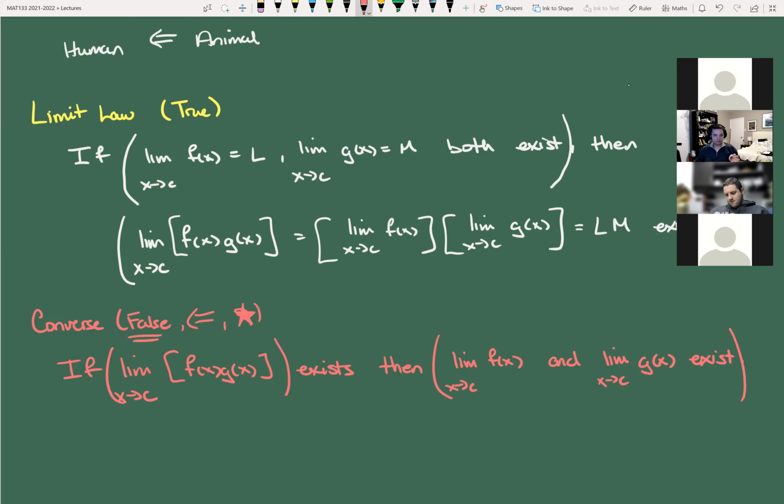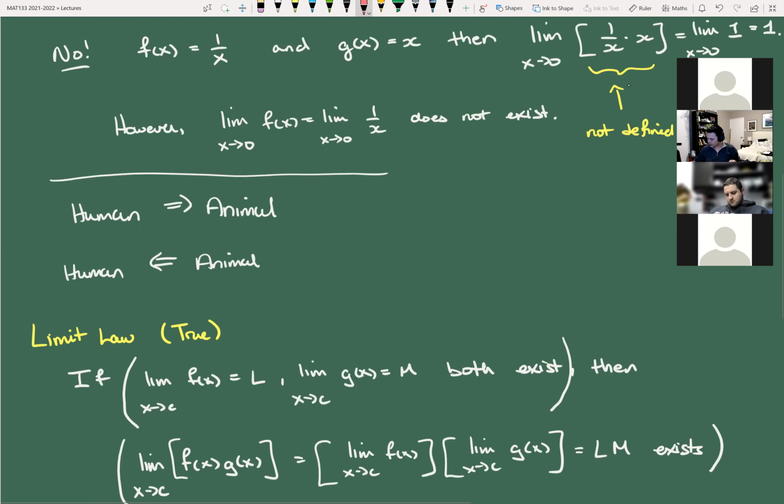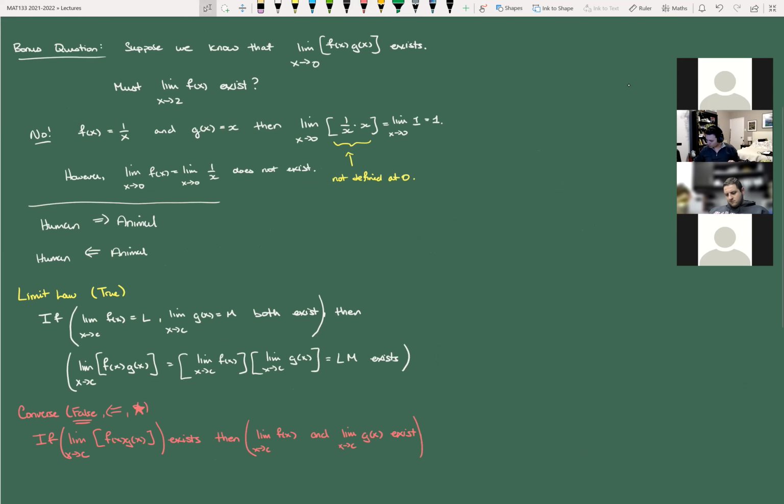The problem above was right, exactly. So if we zoom out here, look at what I asked you as the bonus question. I said, suppose that we know that the limit of f times g exists. Does that tell us that the limit of f exists? That really does fall into the converse situation there. The same goes if the statement was of the sums instead of the products.